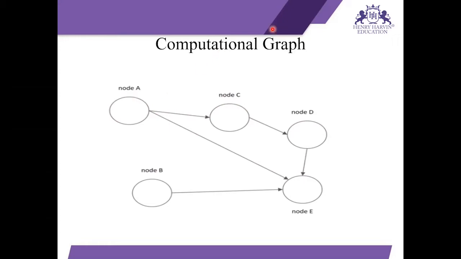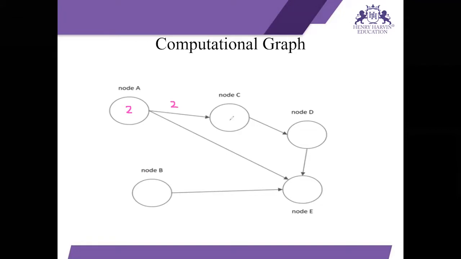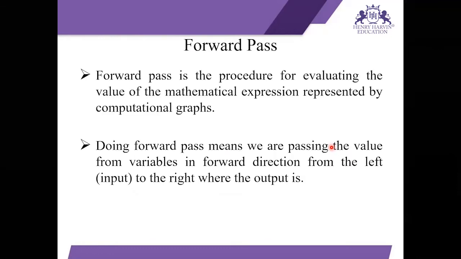Say for example, here it has 2. Now this 2 is passed to node C, and here say we have plus 3. Now what will happen? 2 plus 3 is equal to 5. So this is how it works. It is very simple to understand. It is not such a complicated concept. This is how the data flows from one node to another node.